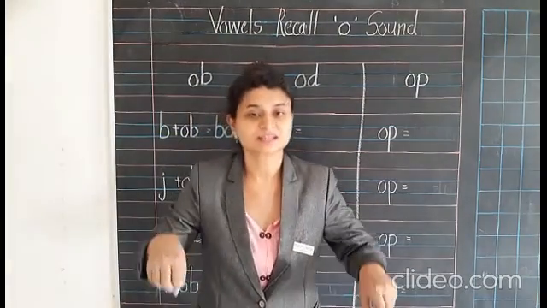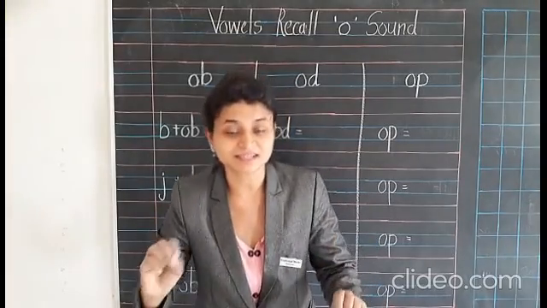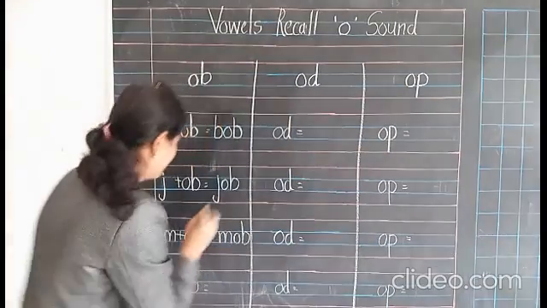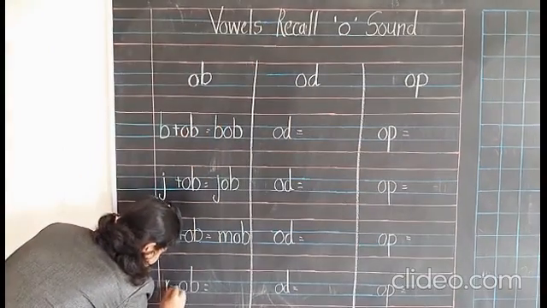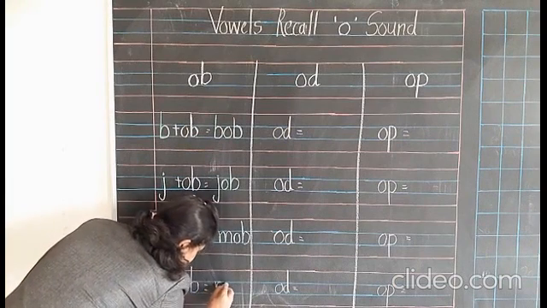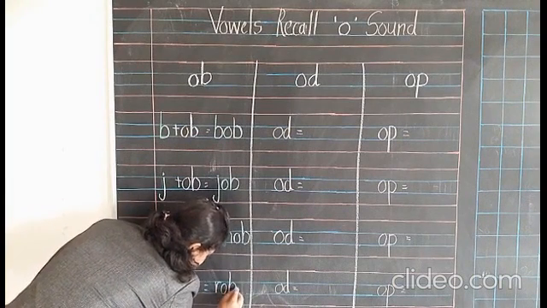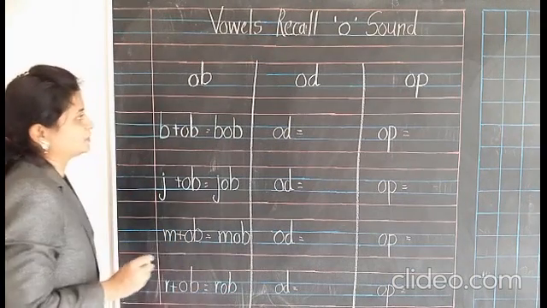Next is, correct, R. R, O, B, rob. R, O, B, rob.